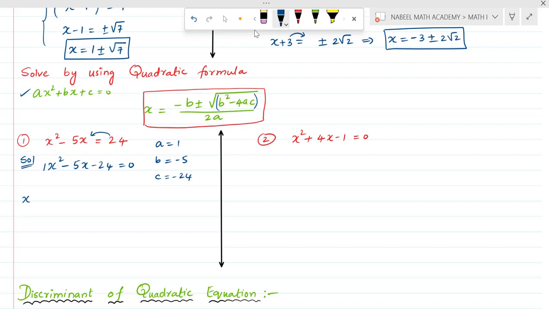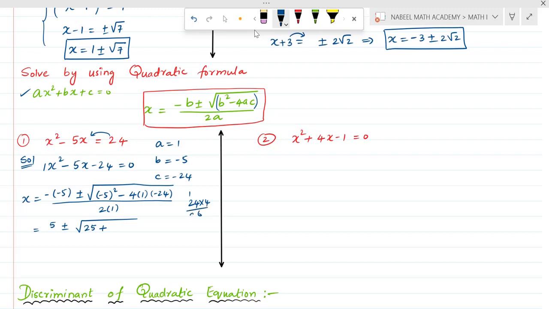I just substitute in the rule. What is the rule here? Minus b, that is minus of minus 5, becomes plus 5. Since it is the first problem, I write it as it is. Plus or minus square root of b square, which is minus 5 square, minus 4 into 1 into minus 24, over 2 times 1. If you simplify, you will get 5 plus or minus square root of 25 plus 24 into 4, which is 96, so 25 plus 96 is 121, over 2.